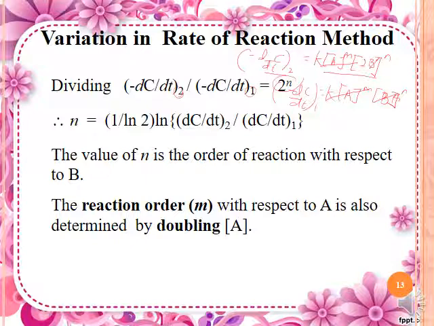Now we rearrange so that we are finding n, so it becomes 1 over ln 2, times ln of dc over dt 2 over dc over dt 1. So the value of n is the order of reaction with respect to B, because B is the one that we vary. We change the concentration. So we can determine the order for A, which is m just now, by doubling A and keeping B constant.